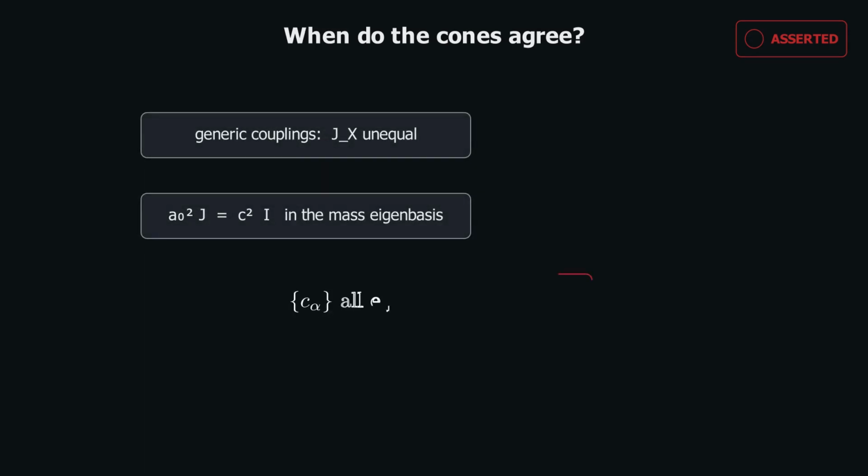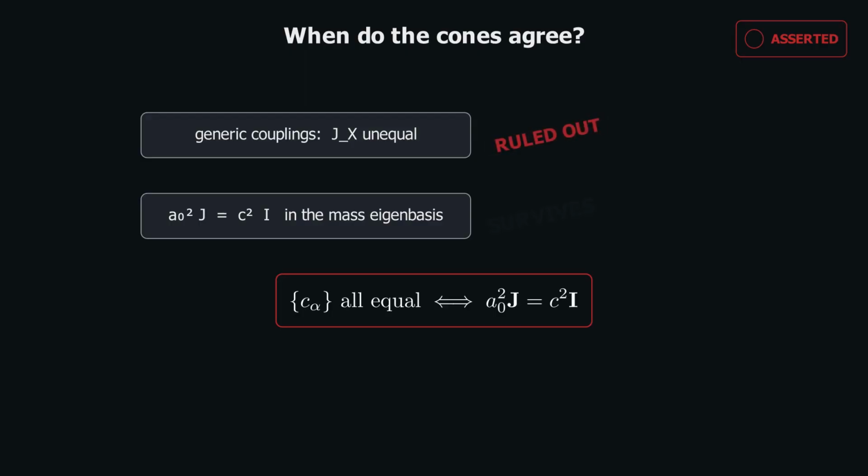The proposition is short. The several cones collapse to a single universal cone if and only if the stiffness matrix is proportional to the identity in the math indices: A0 squared J equals C effective squared times I. If they are proportional, every quadratic form returns the same number, whatever the eigenvector. If every cone agrees across a complete eigenbasis, the two matrices must be proportional, necessary and sufficient.